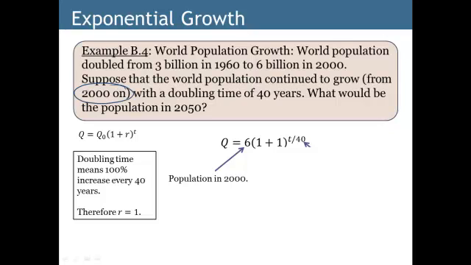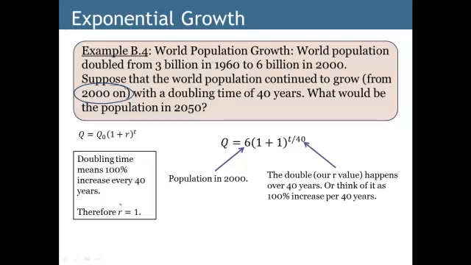All right. The 1, that's the R. Where'd the 40 come from? Well, we double our R value over 40 years. It doubles every 40 years. So T is in years, but the doubling or the R value is per 40 years. So we had to divide by 40 to make our time match this per 40 years idea of doubling.